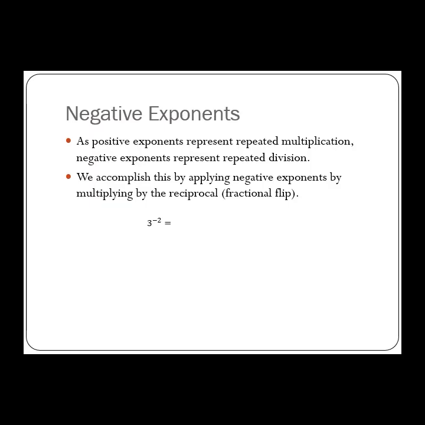If you see where the exponent is negative, this is like repeated division. So this actually means 1/3 times 1/3 because we're going to divide by 3 twice, which is 1/9. This does not have to do with making the base negative. It has to do with doing that repeated division.